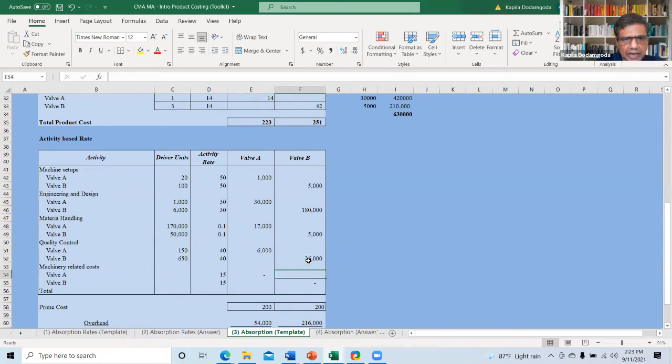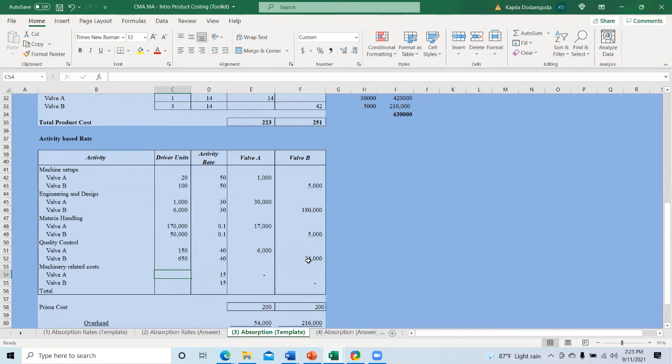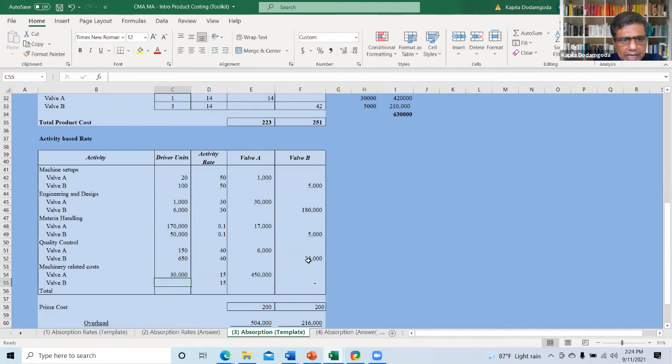Okay, right. And this machinery related cost, how many hours for valve A? 30,000 for valve A and 15,000 for valve B. So this is what you see. Even there, 30,000 versus 15,000, but this is 450,000 versus 225,000. That much of disparity is not there. More than proportionately, the amount of hours has gone, right? So now when you do this, all together now you see, this is the total cost. How much?